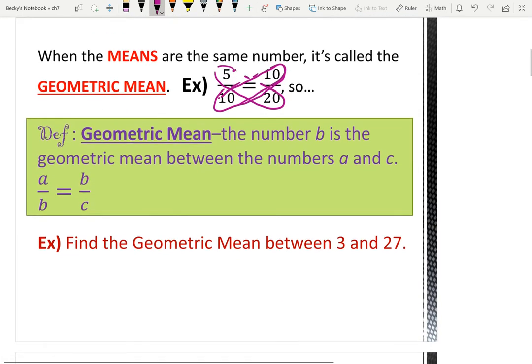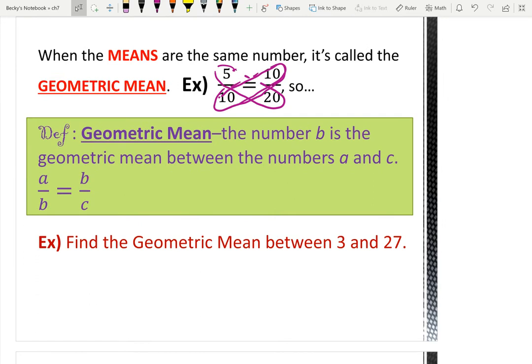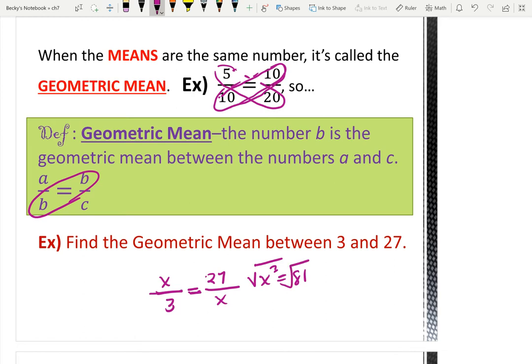Okay, so here in green, B is the geometric mean between the numbers A and C. Okay, again, they just have to be the same. So if I asked you to find the geometric mean between 3 and 27, those go in the means location. X's go in the other location. And so x squared equals, I believe that's 81. And then you're going to square root both sides. So x is 9.